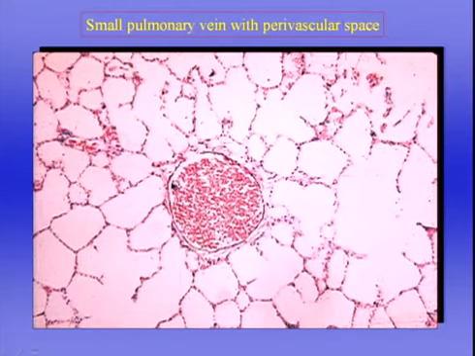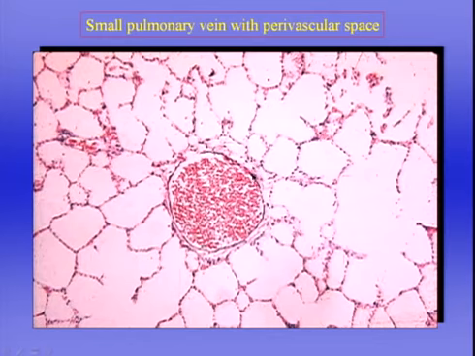Let's have a look at a small pulmonary vein, and that's shown here. Now, how do I know it's a vein? Well, the best way of knowing it is that it's not accompanied by an airway. It's actually very difficult to distinguish a small pulmonary vein from a small pulmonary artery. They both have very thin walls, as this one does. There's a very small amount of smooth muscle in the wall here. I can see a little bit here, very little. And you can see the red blood cells inside the pulmonary vein.